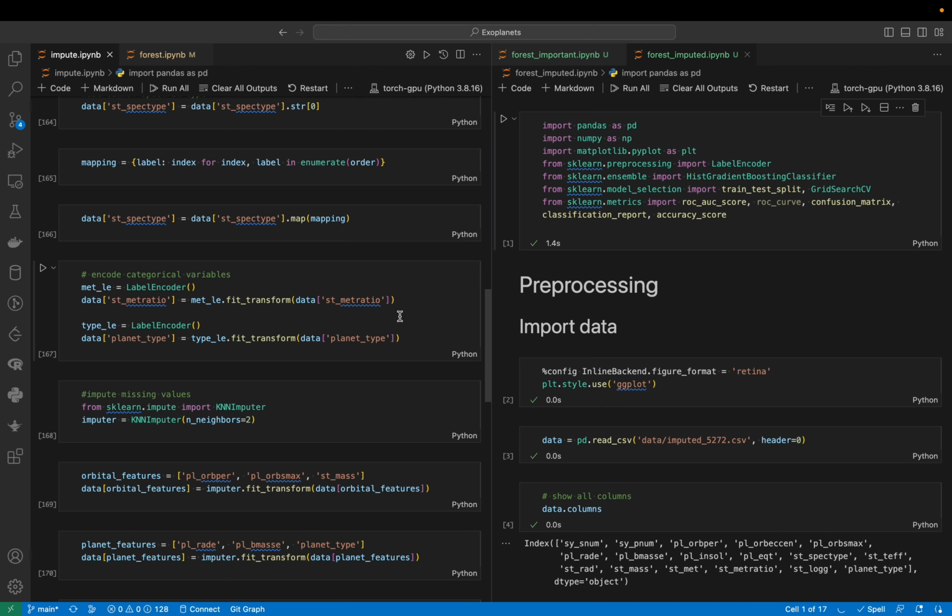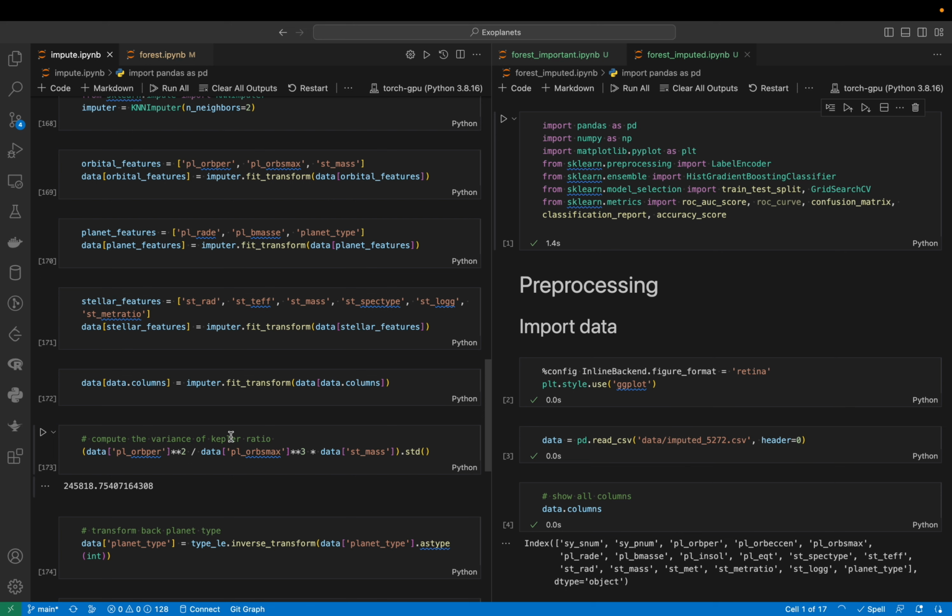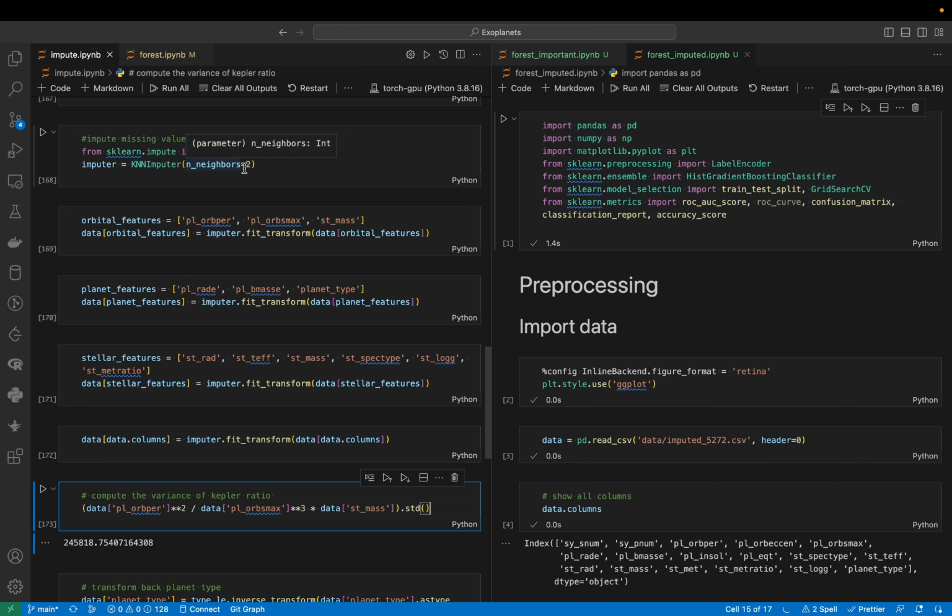From high school physics, we know that the planet's period squared over the semi-major axis cubed, times the stellar mass, will be a constant that's only determined by the gravitational constant. So the imputed data are expected to be as close to Kepler's law as possible, right? So I tuned the number of neighbors parameter by observing the Kepler ratio. It turns out we cannot choose a very large number of neighbors. Otherwise, the variance of the ratio will be a lot larger.